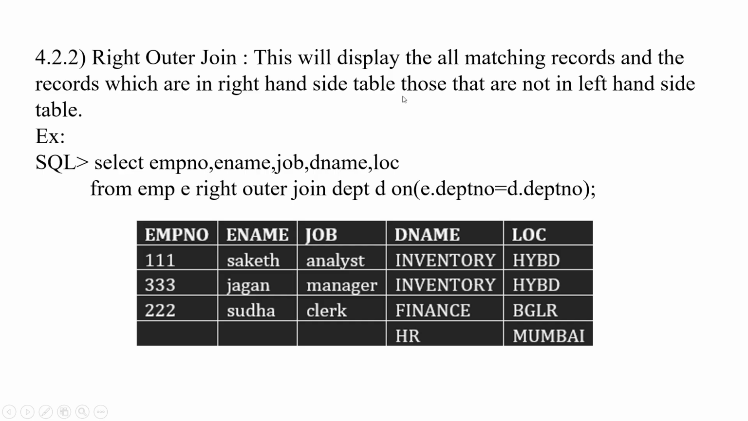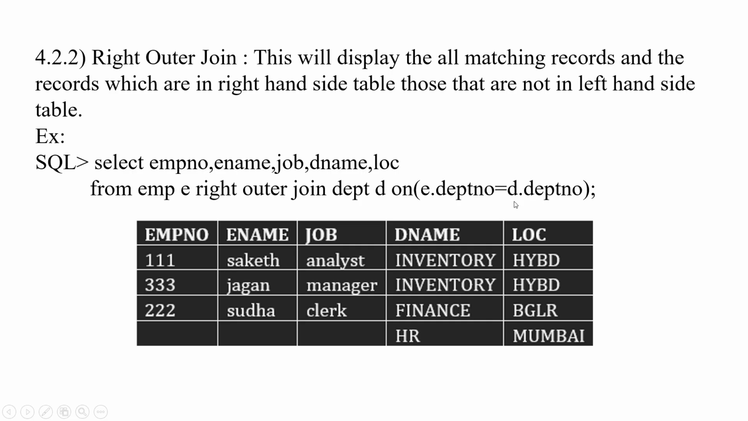The second operation is a right outer join. This will display all the matching records and the records which are in the right hand side table, those that are not in the left hand side table. This is the SQL query where select enumber, ename, job, dname, LOC from EMP E right outer join DEPT D on E.department number is equal to D.department number.